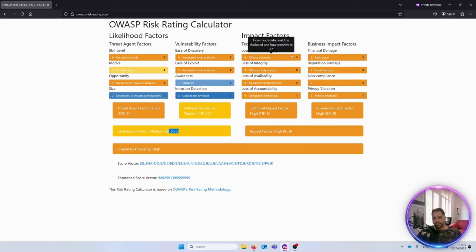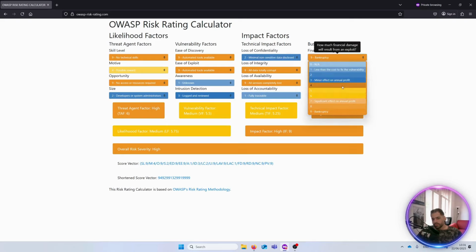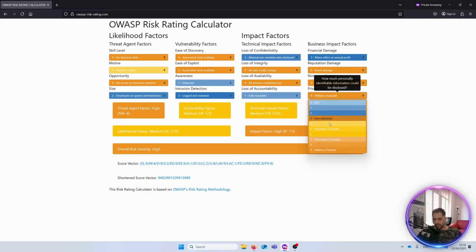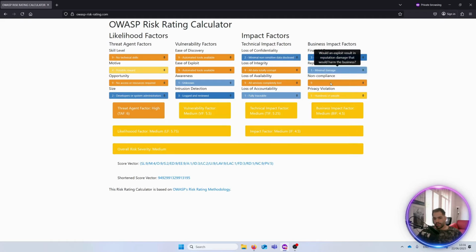So loss of confidentiality, we will not lose the confidentiality. And then accountability is fully traceable, we can find it. And we will not have a bankruptcy, we will have a minor effect. And then privacy violation: one individual, so we say hundreds of people. And brand: minimal damage to our brand. So you can see now it's medium, it's not even high. So this is how we can find this, so we can have our KPI, the numbers.